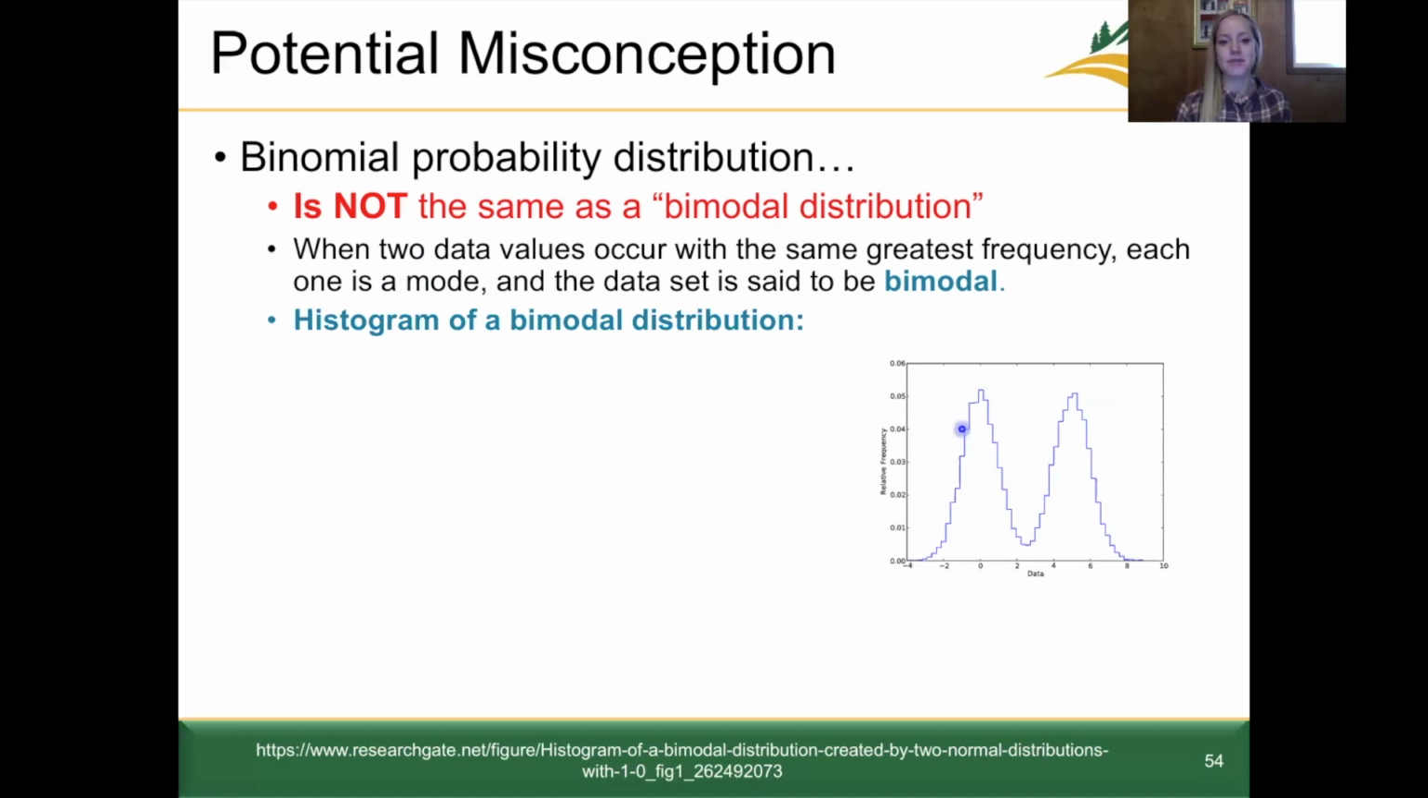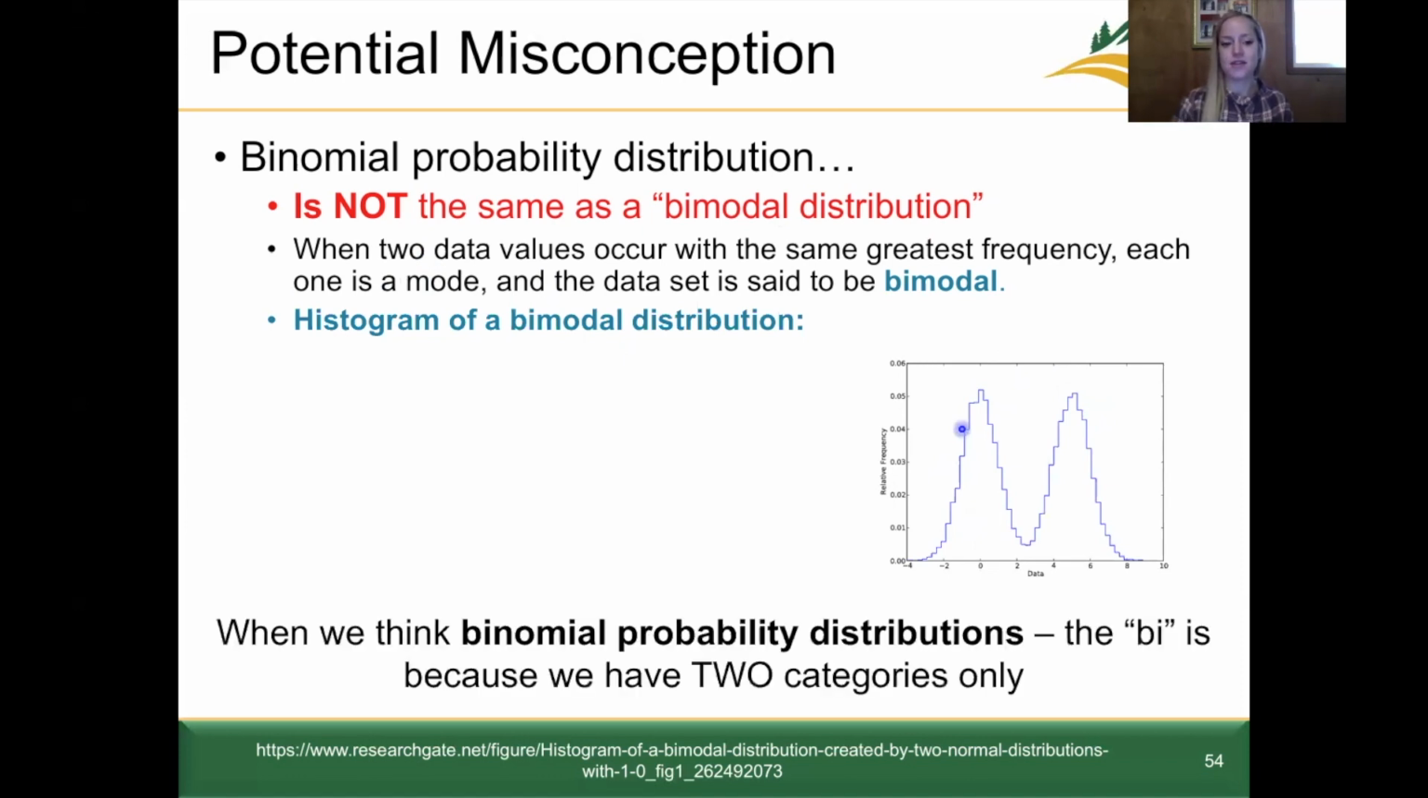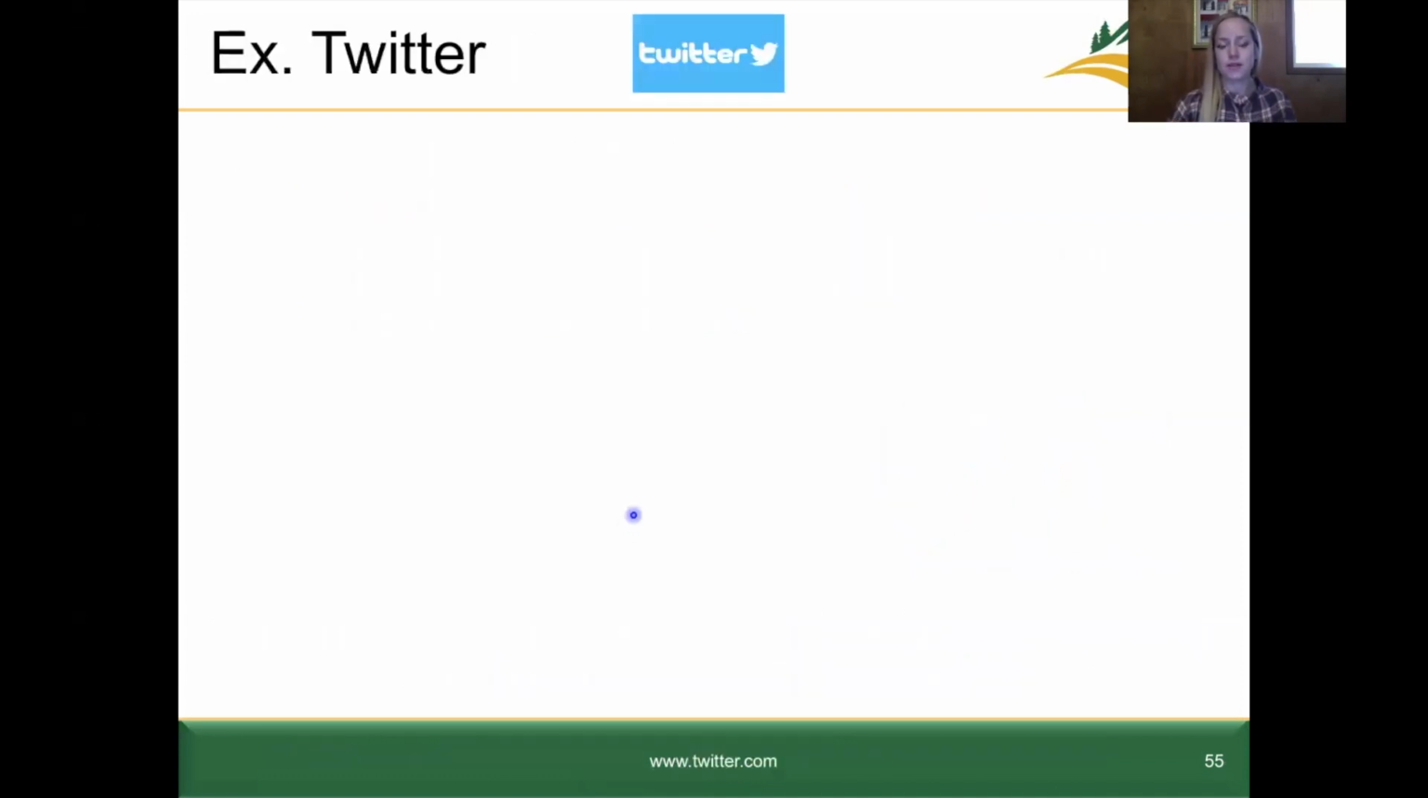However, here in 5.1, we are not talking about bimodal distributions. We're talking about binomial probability distributions, where the "bi" here, meaning 2, is because we're dealing with 2 categories only, success or failure. So I wanted to clear that up as a potential misconception. Let's go right into an example and start using this notation, get more familiar with it.